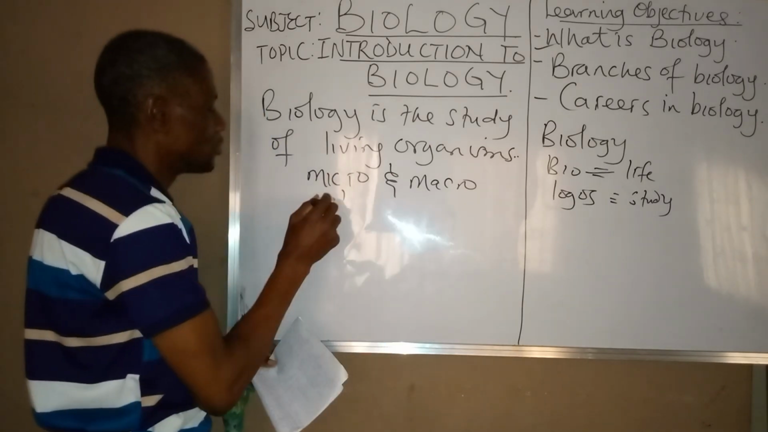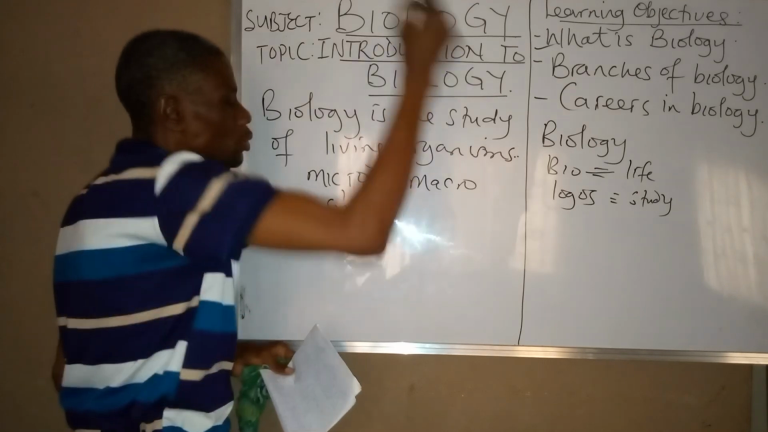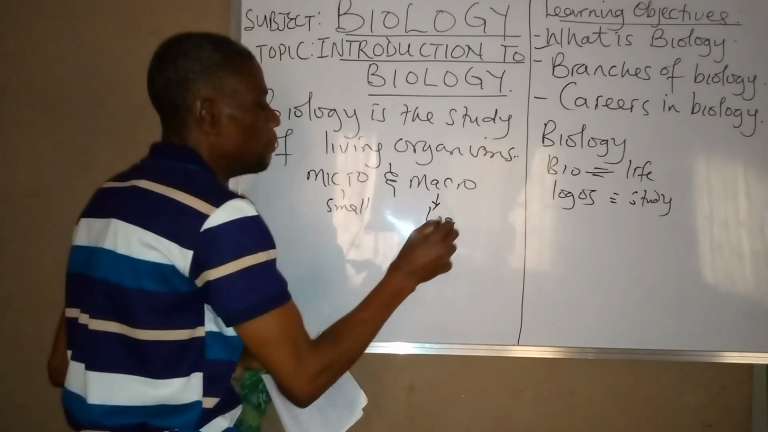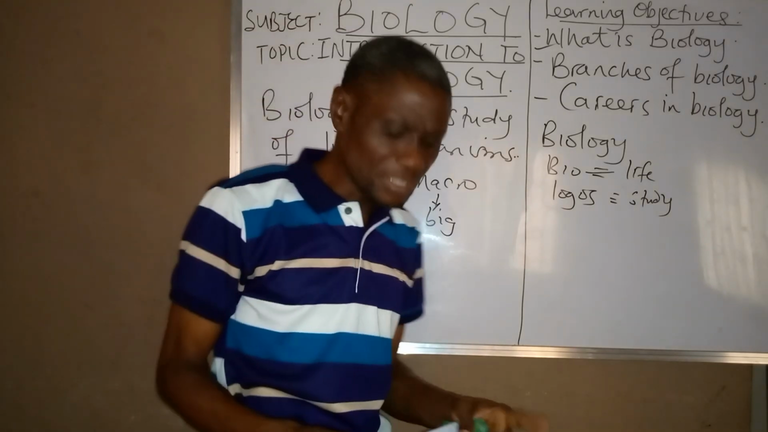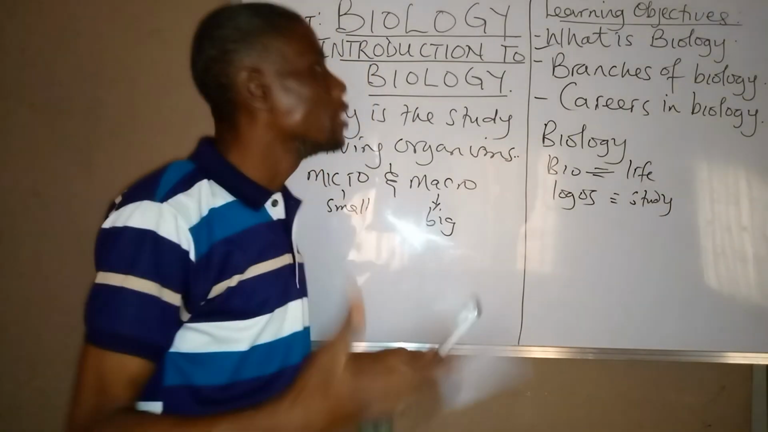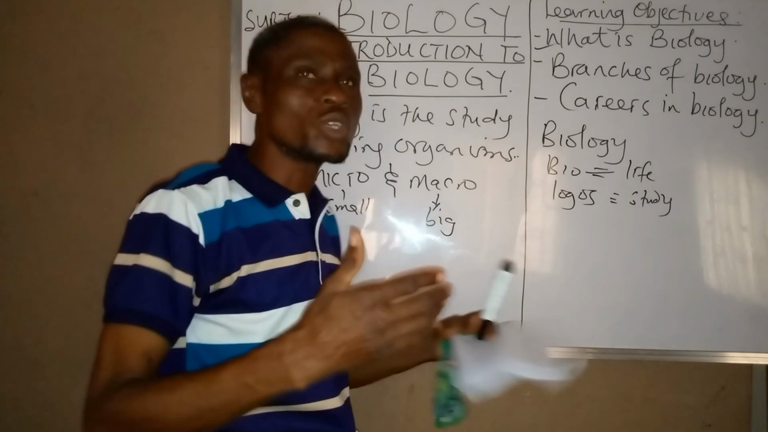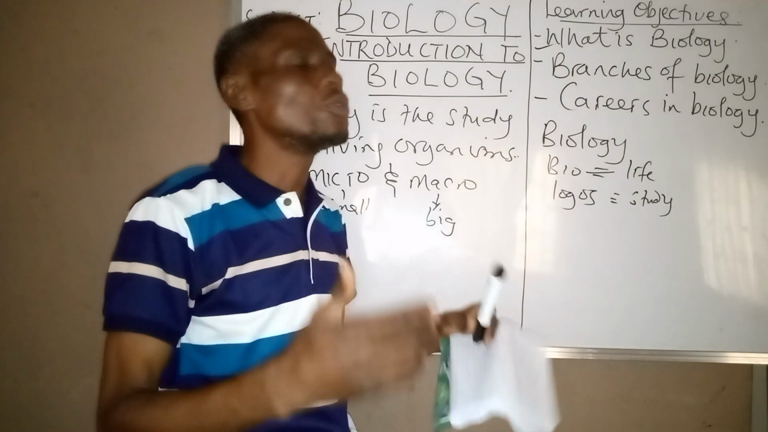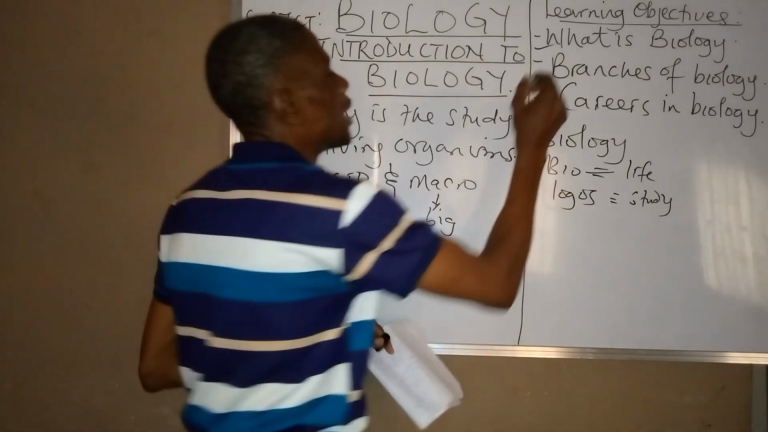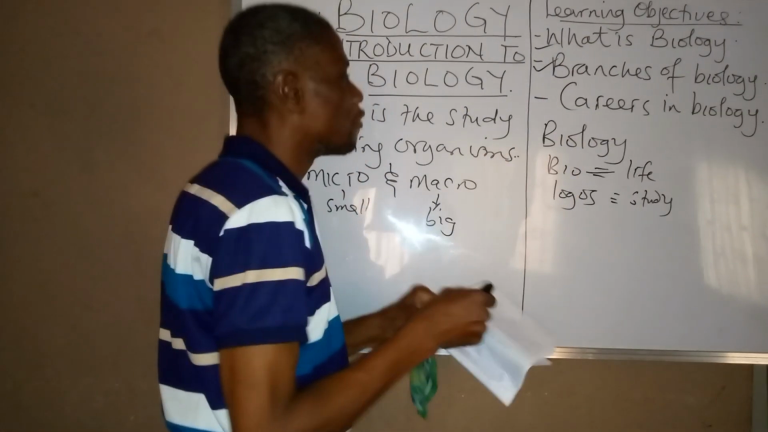So biology studies living things at micro level and macro level. The micro are very small, and macro means bigger scale. That's what we are saying. Having said that, we have talked about the meaning of biology. We have known what is biology: the study of living organisms at either micro level or macro level. Let us now move on to the second learning objective, which I call branches of biology.